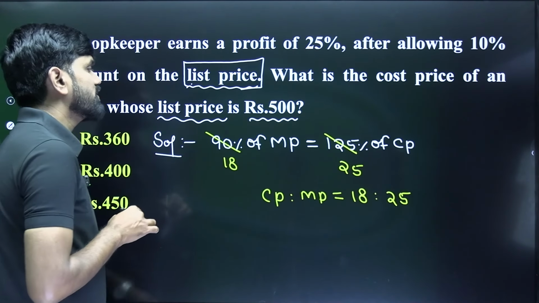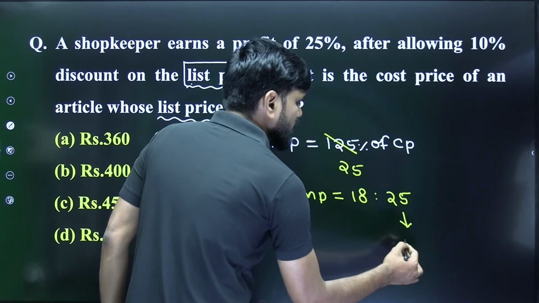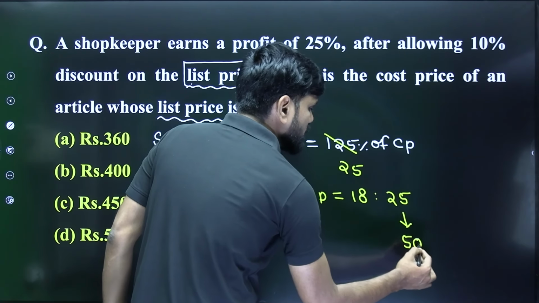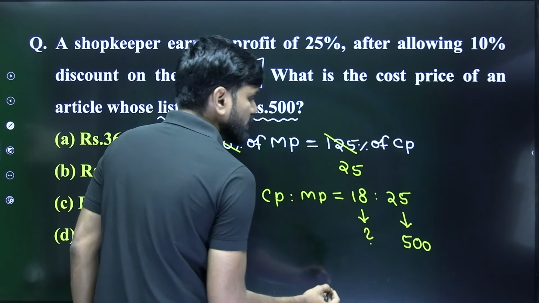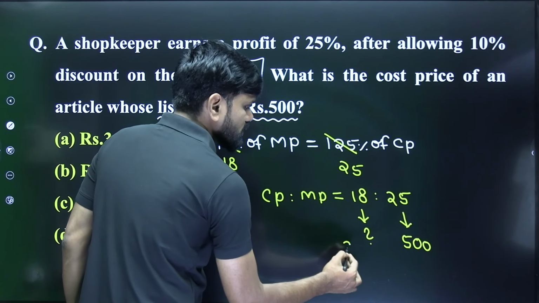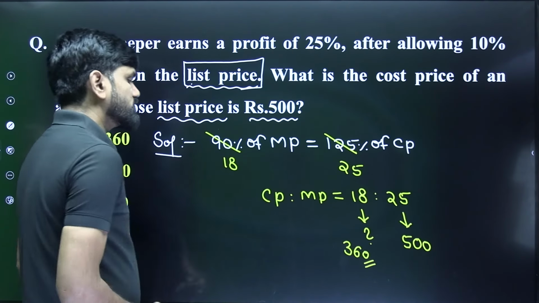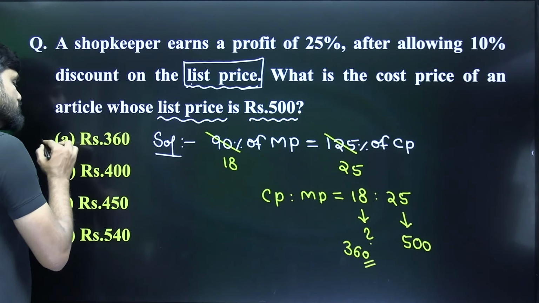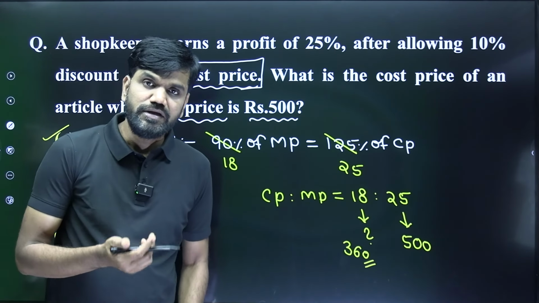Out of this, they have given the market price or list price. This 25 parts value is given as 500. This 18 parts is how much? This is what we are supposed to find. How many times here? 20 times. Take 20 times. That will give you 360 rupees. Hence I can say that the cost price is 360 rupees.